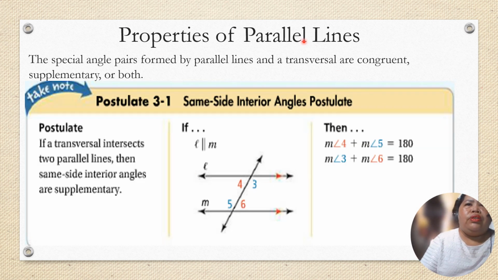Okay, so we have the properties of parallel lines. The special angle pairs formed by parallel lines and a transversal are congruent, supplementary, or both. So we have here Postulate 3-1, the same side interior angles postulate. It says if a transversal intersects two parallel lines, then the same side interior angles are supplementary. So we have here the measure of angle 4 plus the measure of angle 5 is 180. Same also the measure of angle 3 plus the measure of angle 6 is 180. So this is the same side interior angles postulate.